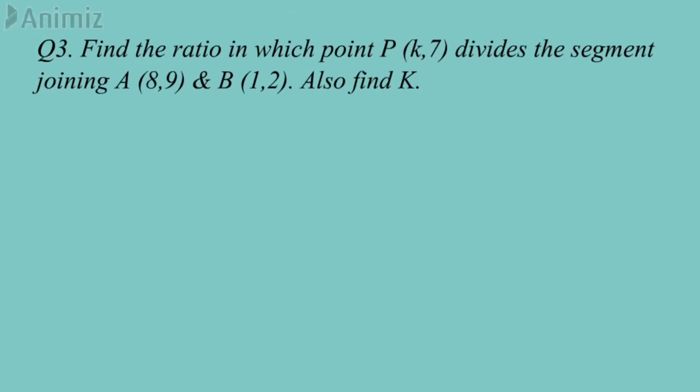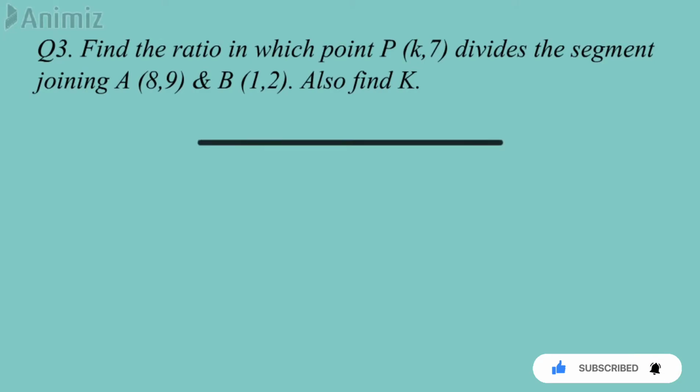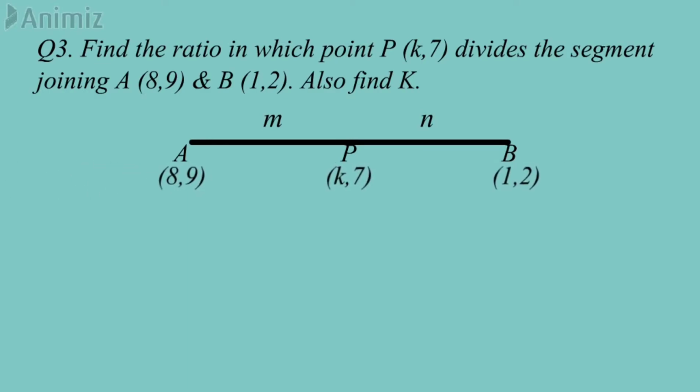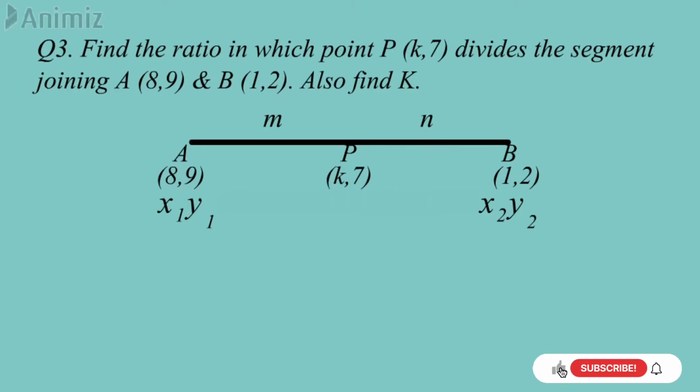Student, one more sum. Find the ratio in which the point P, whose coordinates are k, 7, divides the segment joining A, whose coordinates are 8, 9, and B, 1, 2. They have asked you to find the value of k also. Now, how to do? First, you take the segment AB, point P, ratio m is to n, points as x1, y1, x2, y2.